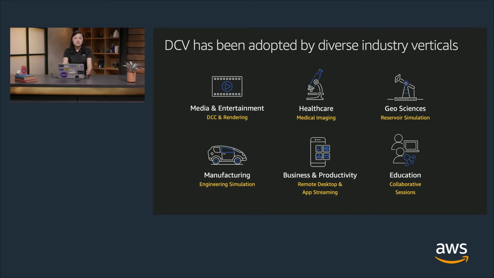In geosciences, DCV is used to visualize the results of reservoir simulations. Similarly, in manufacturing, after engineers finish running, for example, a computational fluid dynamics job, they can use DCV to visualize the result of their experiments. Of course, you can also use DCV to visualize any business and productivity apps or your entire desktop.